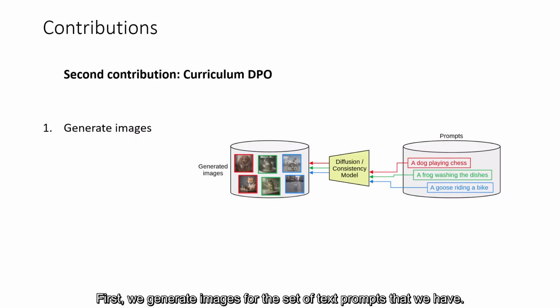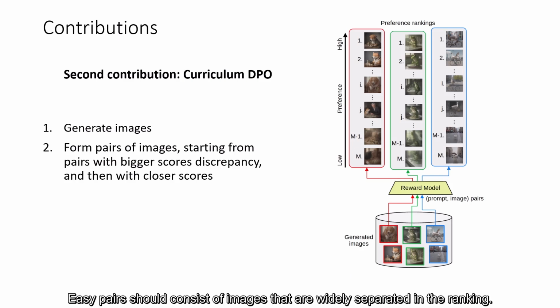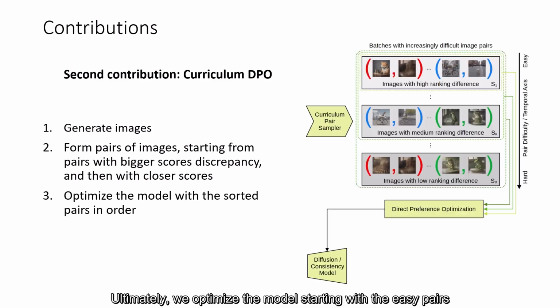First, we generate images for the set of text prompts that we have. Then, we rank the images using the reward model and generate image pairs ranging from easy to hard. Easy pairs should consist of images that are widely separated in the ranking. Ultimately, we optimize the model starting with the easy pairs and gradually introduce harder ones as the training progresses.